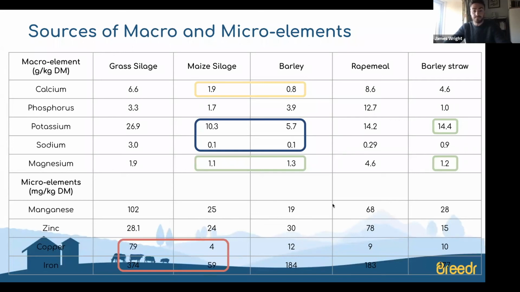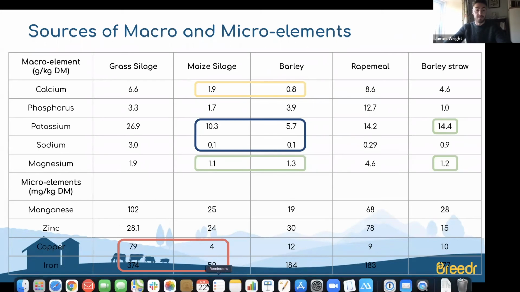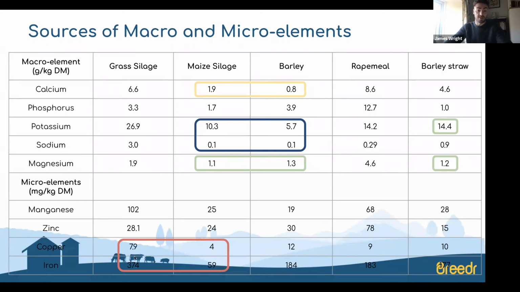situation there. And then finally, that antagonism again with iron locking up copper. So if we're on a mixed grass silage, maize silage diet, the maize is not providing very much copper, but what the grass is providing is quite a lot of iron. So again, the small amount of copper that is in the diet is probably going to, or could potentially, get locked up by the high iron content in the grass.